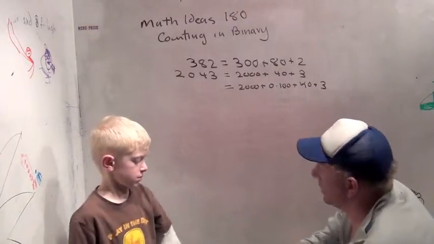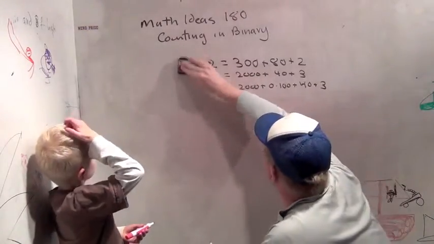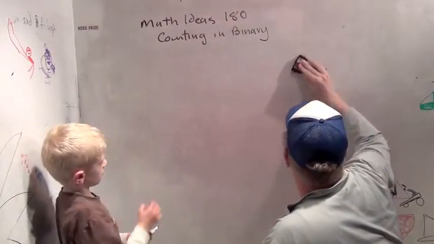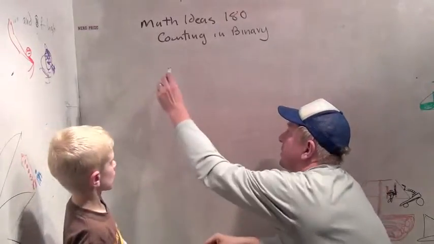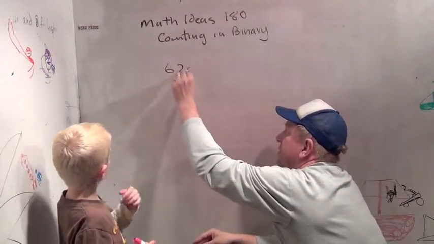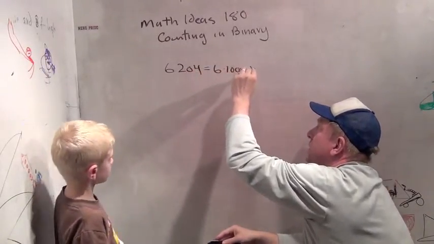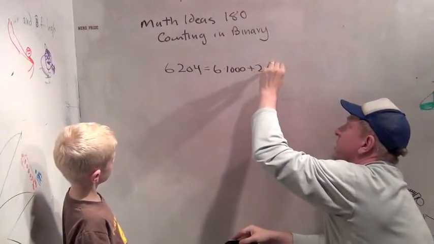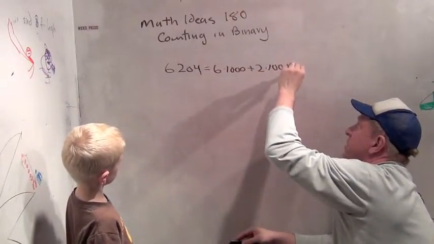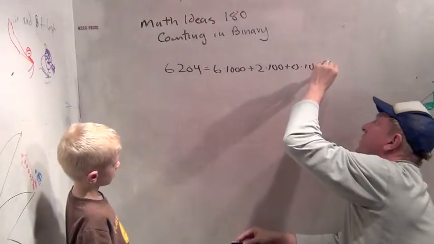And that's what the usual way of counting is, we have any number. We'll do one more. How about 6,204? It just means 6 times 1,000 plus 2 times 100 plus 0 times 10 plus 4 times 1.